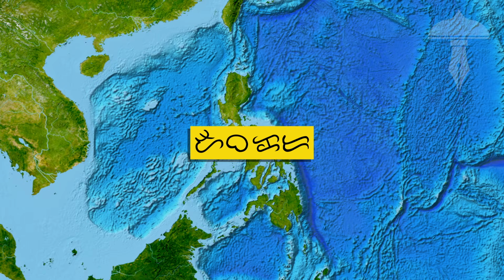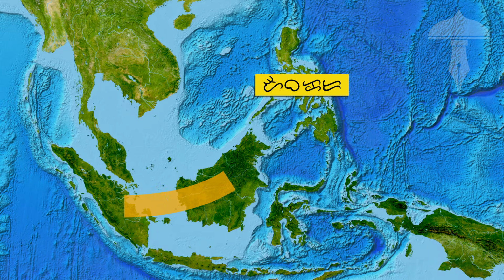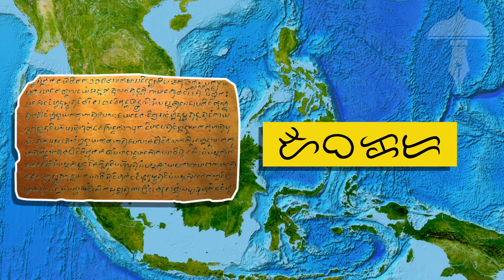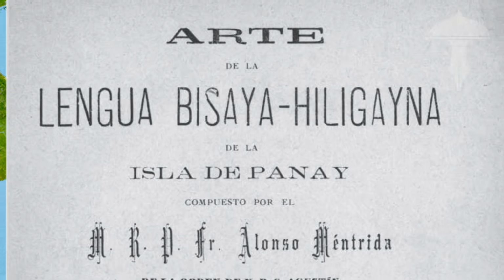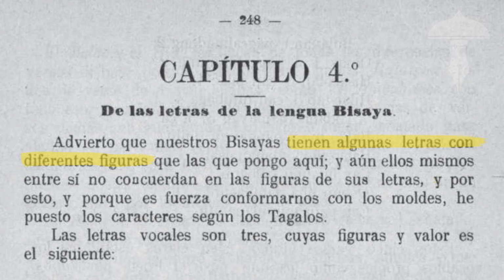Baybayin's exact origins are hotly contested, with theories such as it came from Sumatra or from Sulawesi via trade routes in Southeast Asia, or that it evolved from the Kawi script found in the 900-year-old Laguna copperplate inscription. As for the script's geographical distribution, it reached all the way to Visayas, as described in the Visayan grammar book, although it states that the Visayans have some letters with different shapes, but even they themselves do not agree on the shapes of their letters.